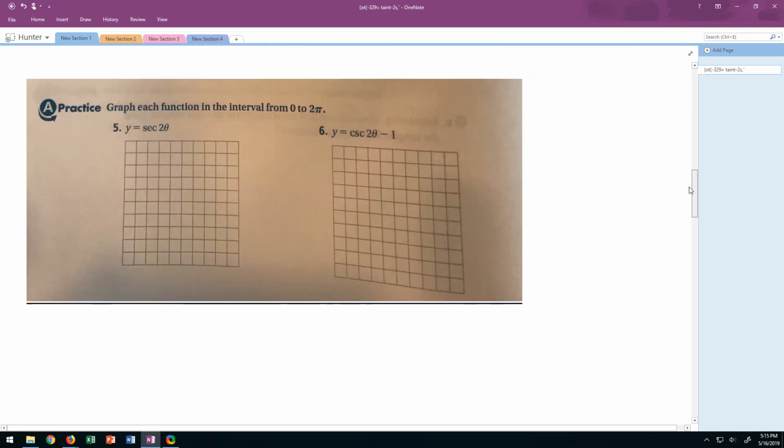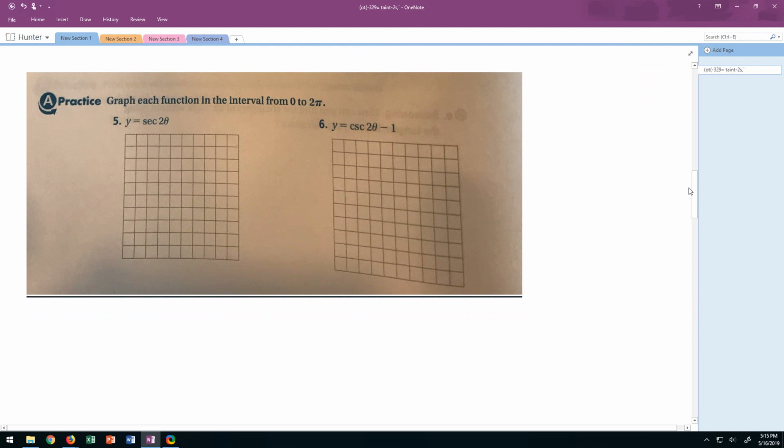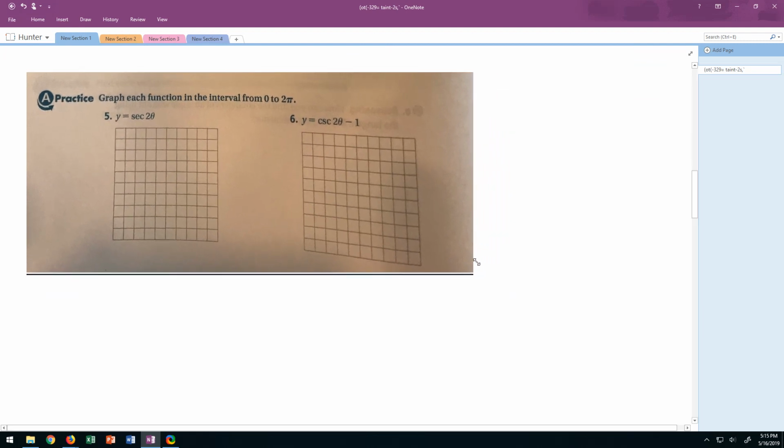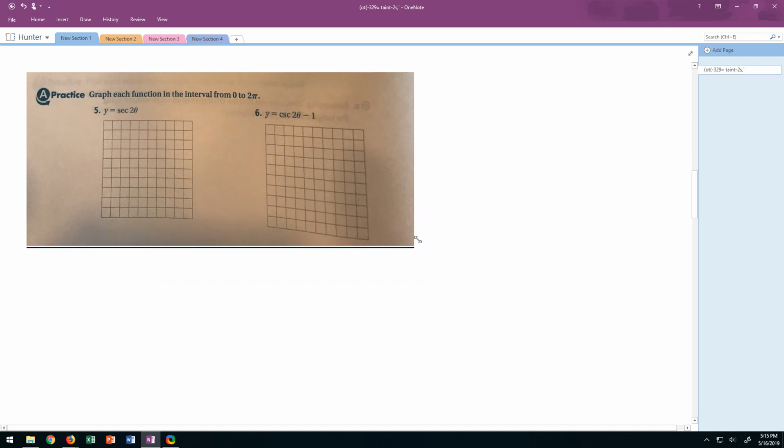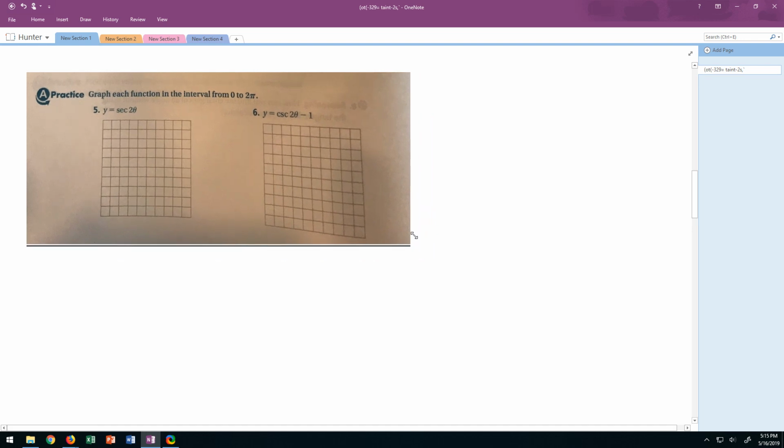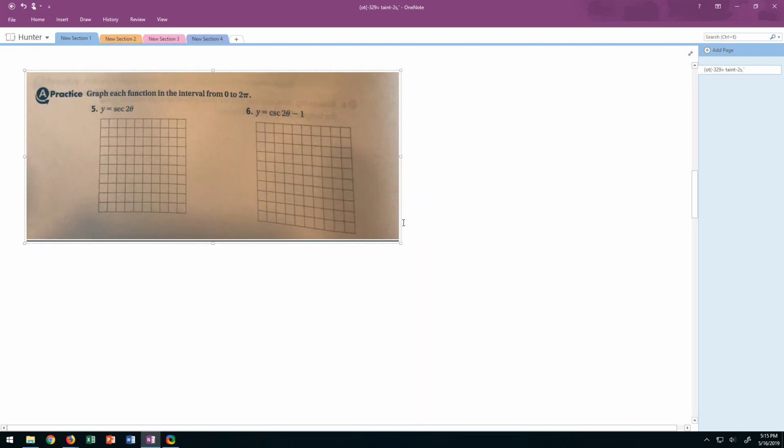All right, graph each function in the interval from 0 to 2 pi. Now, I got a question for you, my guy. How the heck do we graph a function? I mean, the sine function was easy. I taught you how to do that, but what if I give you this super complicated function and you don't know how to graph it? What's a good place to start? Well, the good place to start is just to throw in some points to see where they are, okay?